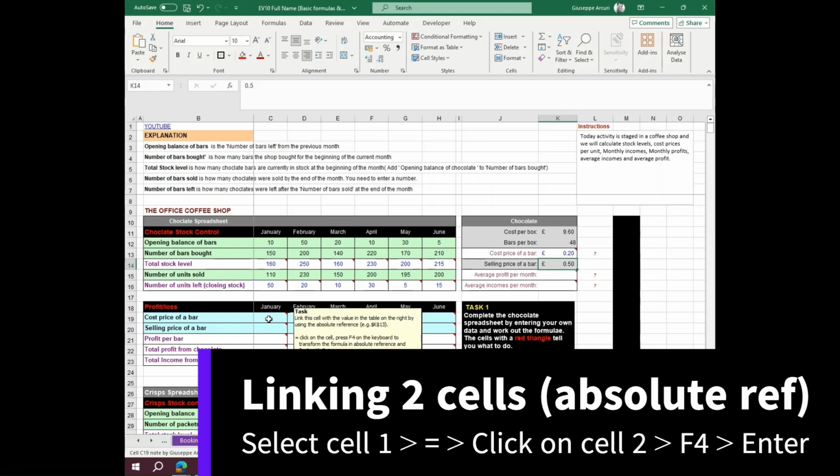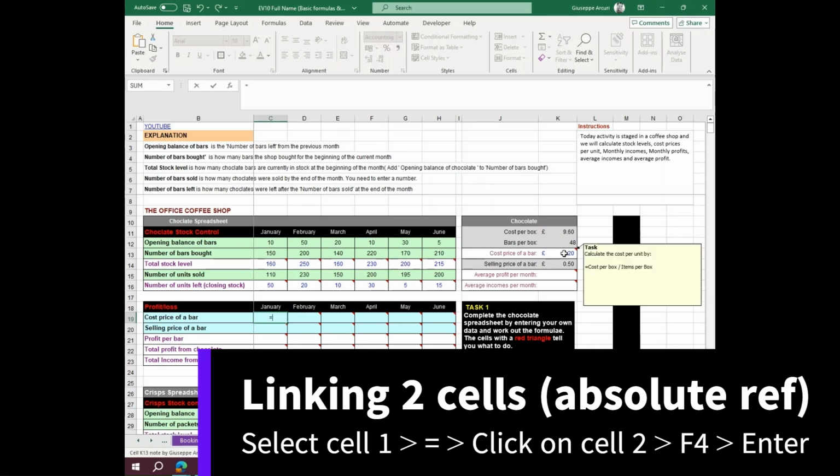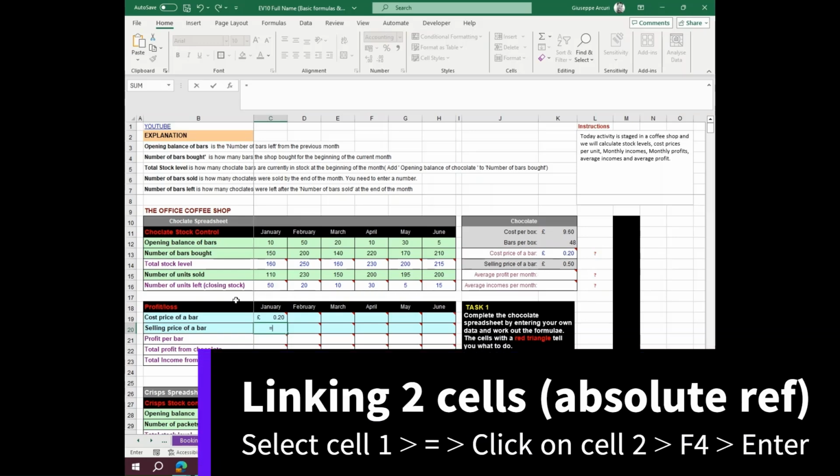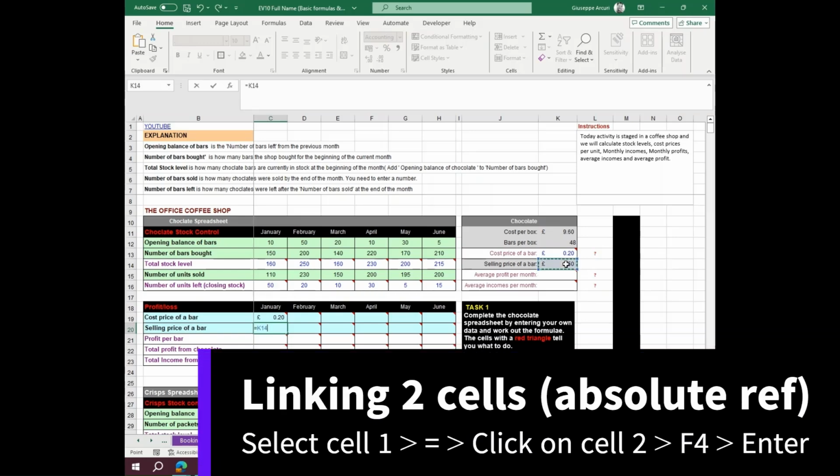Now we are going to link the light blue cells with the table on the other side where we have the cost price. To link the cells, we start with equal. We click on the cell with the information we need, we press F4 to do the absolute reference and enter to finalize the formula. We do the same for the selling price. We start with equal, we click on the right cell, we press F4 and we finalize with enter.